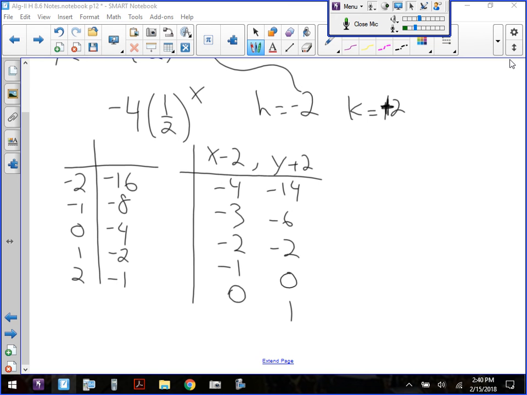Yes, ma'am. Do we have to show this graph all the time? Yeah, we can ask for ordered pairs. Like, where's an asymptote? What's an ordered pair? Okay. Yes, sir.